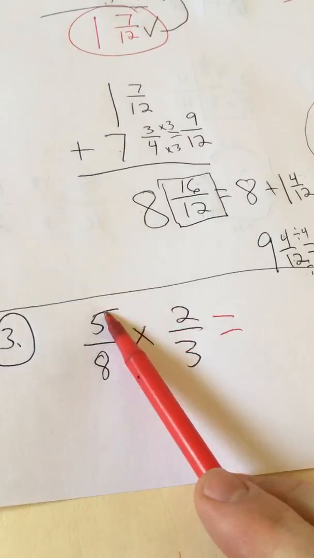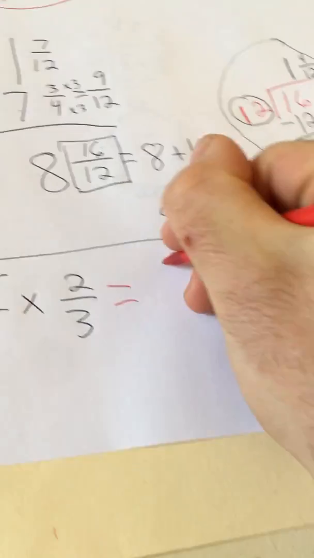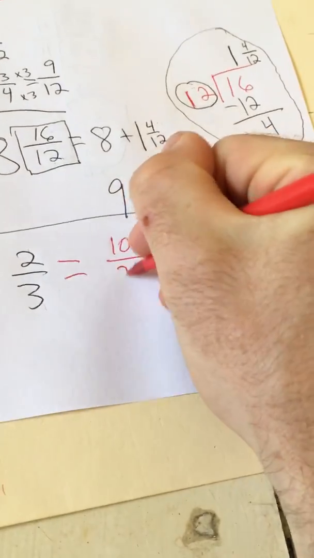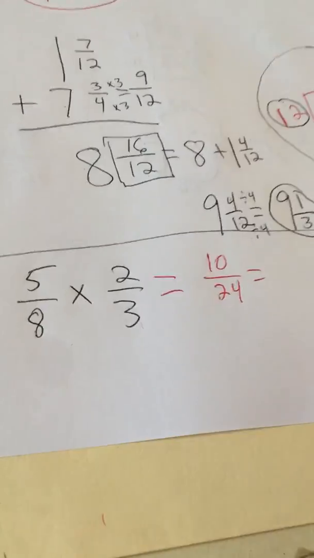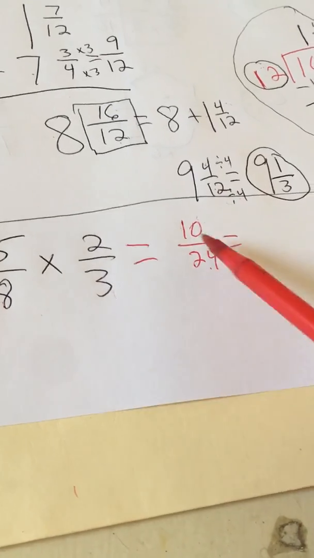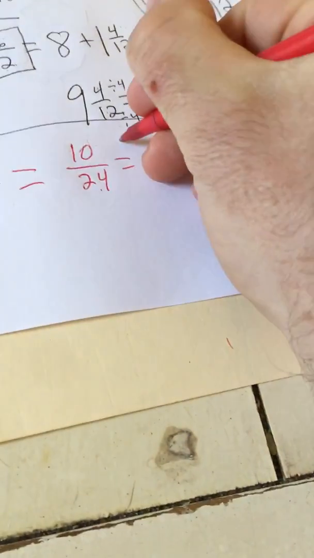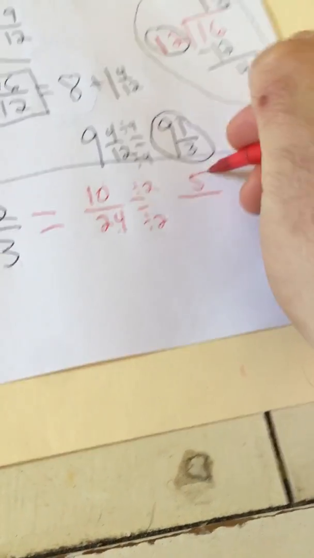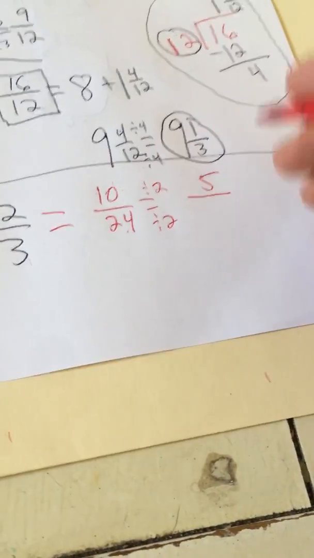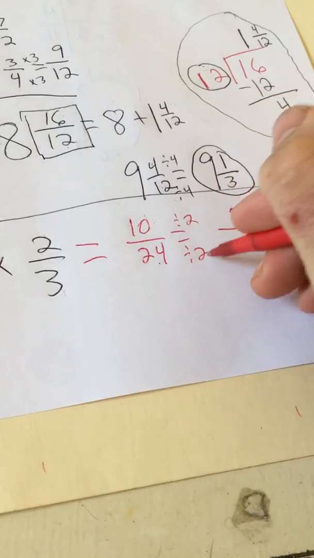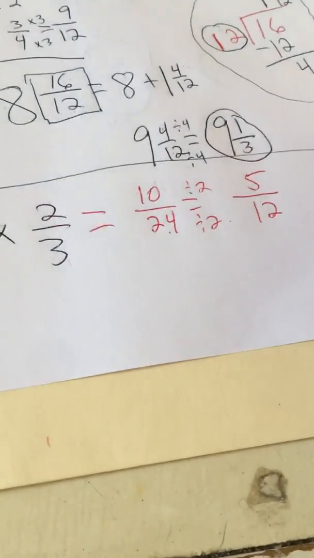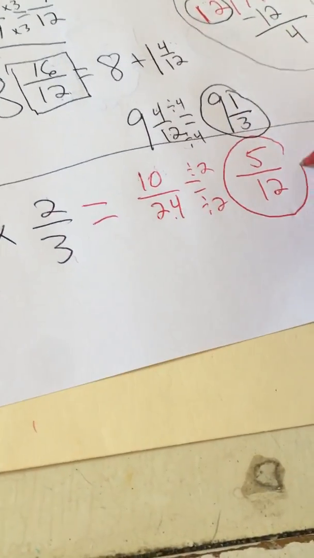When we multiply fractions, you just multiply the numerators. 5 times 2 is 10. You multiply the denominators. 8 times 3 is 24. Then you simplify. These are both even numbers, so we can divide them both by 2. 10 divided by 2 is 5, because 5 times 2 is 10. And 24 divided by 2 is 12, because 12 times 2 is 24. So the answer to this problem is 5/12.